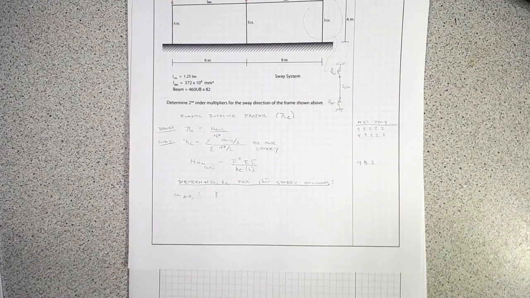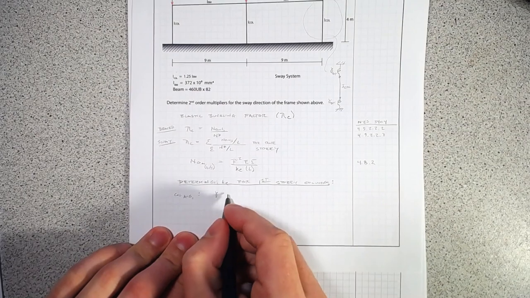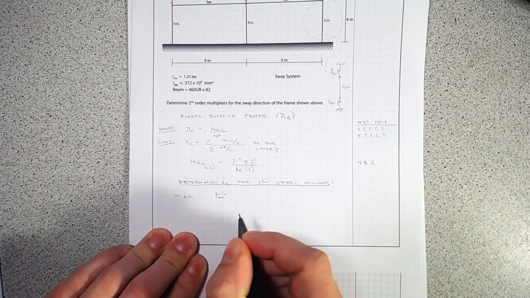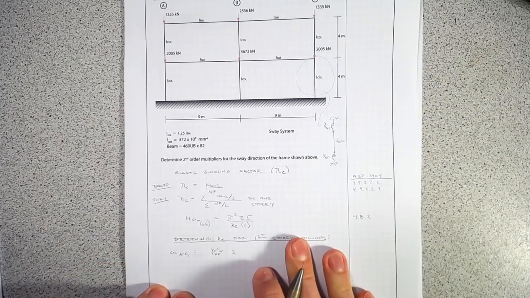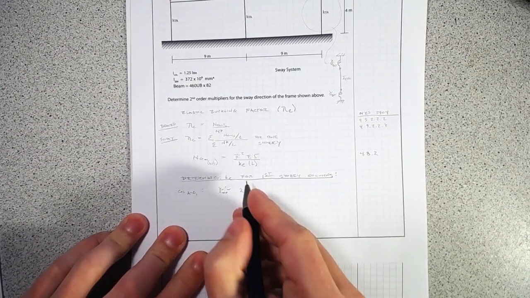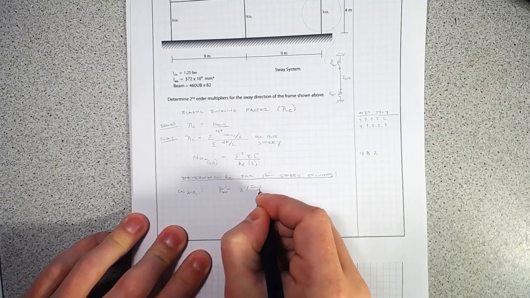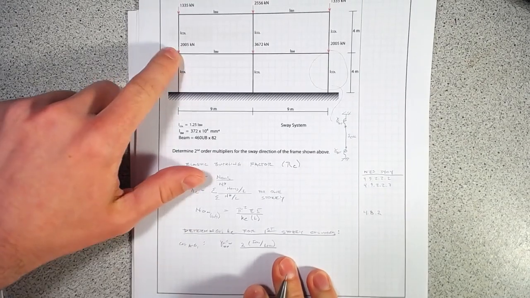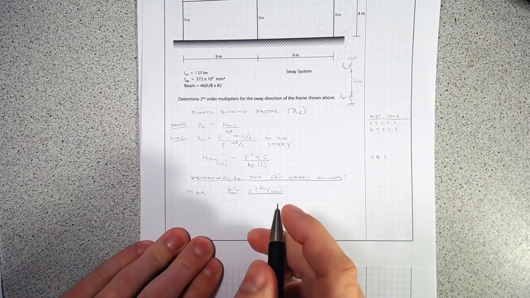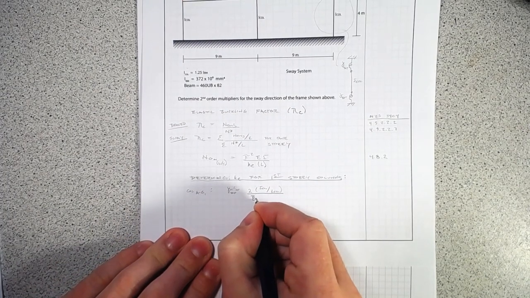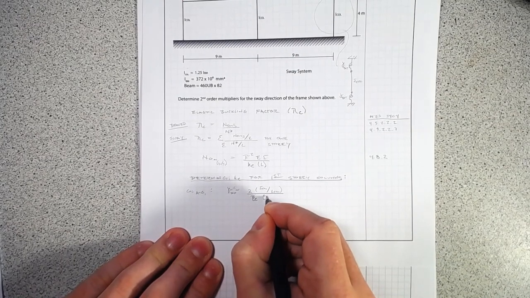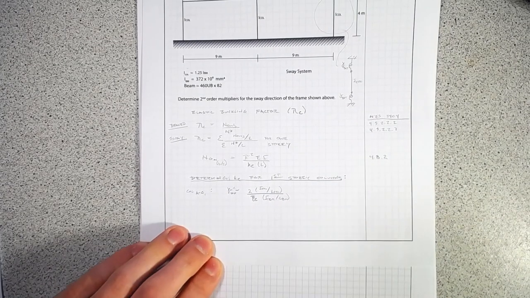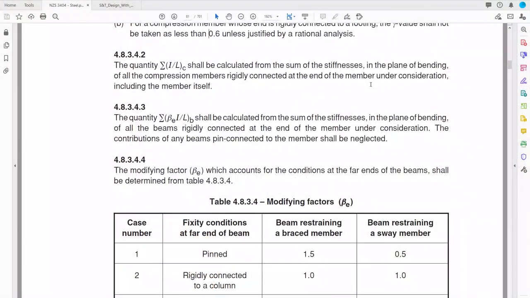So, coming back, let's work out what this gamma is at the top. We'll do gamma C. Well, we've got two columns coming in, and that's going to be I column divided by L column, and then that's divided by, well, this joint only has one beam, so we're going to have beta E times I beam divided by L beam. So this beta E factor, let's go over to our standard and see what that looks like.